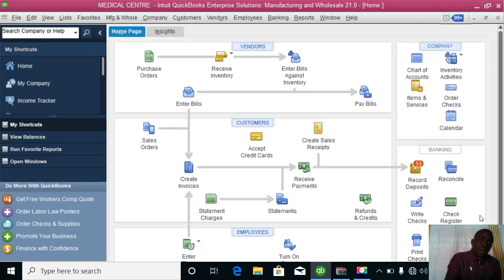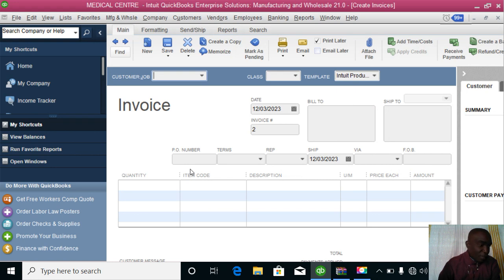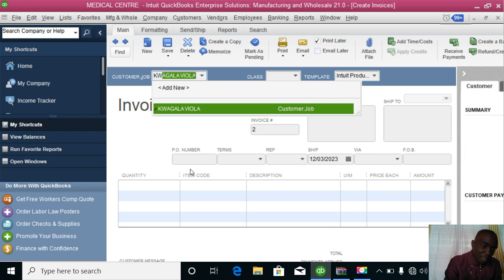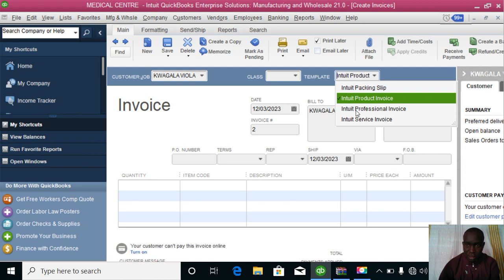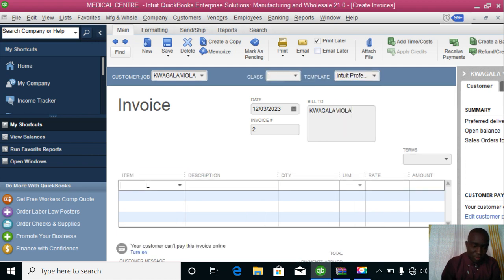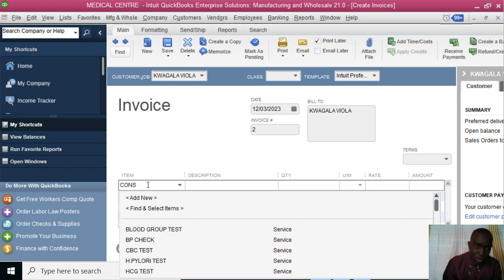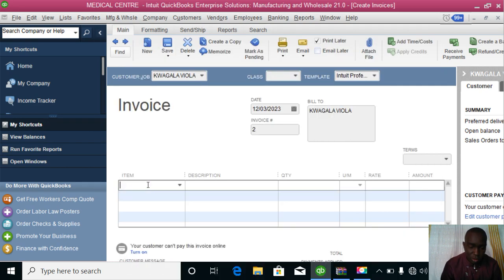So let me go back to the home page. Now, after seeing what I have, I'm going to capture a sale. We said to capture a sale, we come here to create invoice. And my first client is going to be, here I put the name of the client, Kwagala Viola. So Kwagala Viola has come in our clinic. The first thing we shall charge, consultation fees.